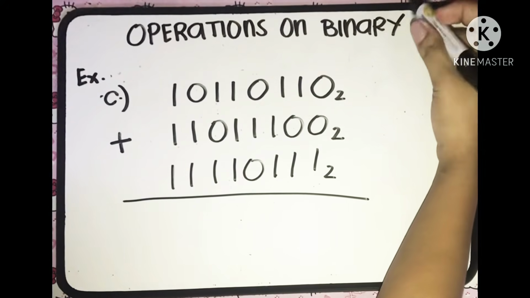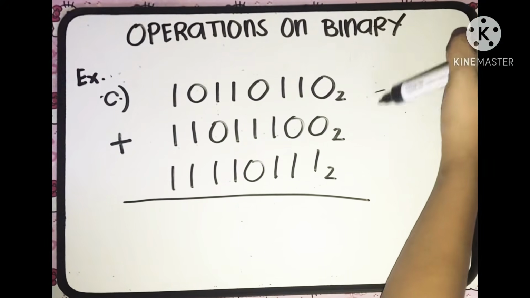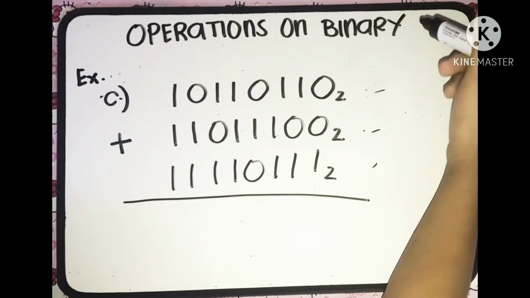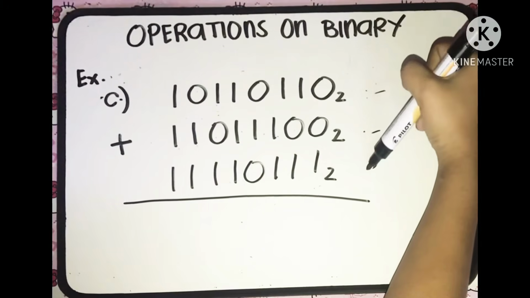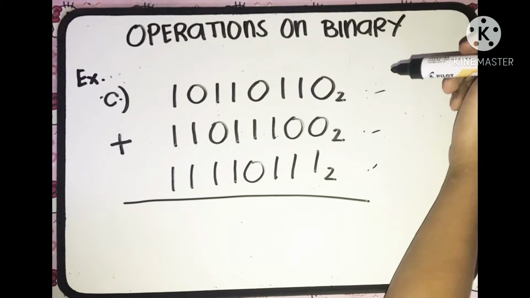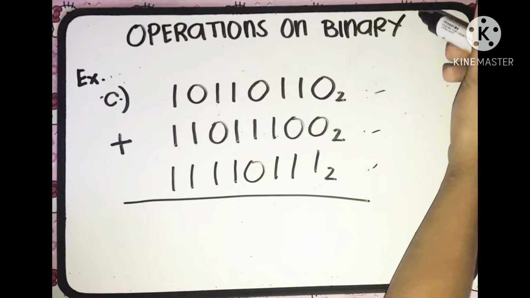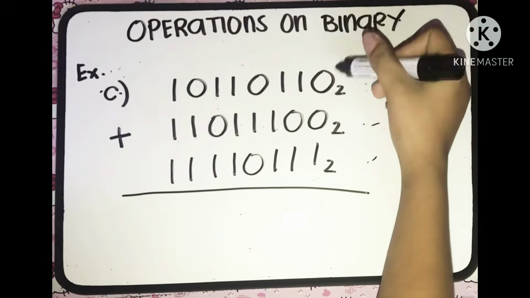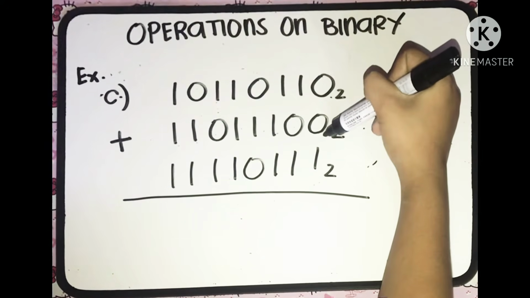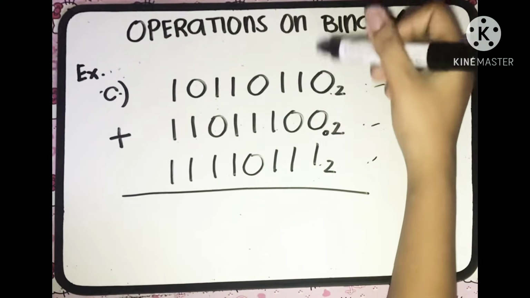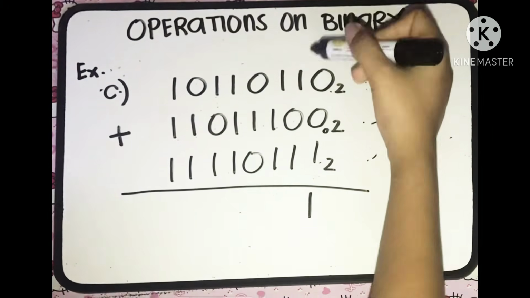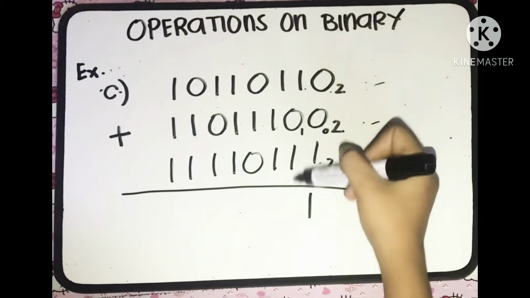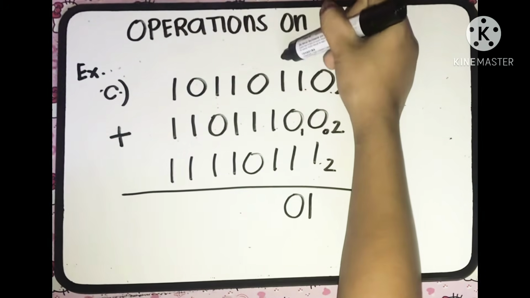Okay, for the third example, you may notice we have 3 layers of binary numbers. So you can add the first 2 first, and then when you get its sum, you can add the third. But since it's quite time-consuming, pwede naman natin siya dire-diretsahin, kagaya ng gagawin natin ngayon. Okay, so we have 0 plus 0, it is equal to 0. Then plus 1, it will be equal to 1. Then we have 1 plus 0, it is equal to 1. Then plus 1, it will be equal to 0, carry 1.